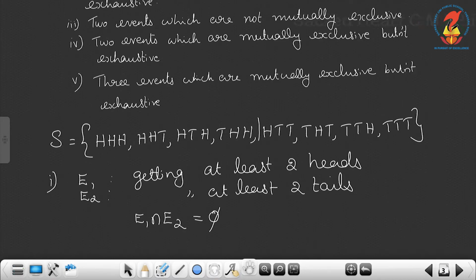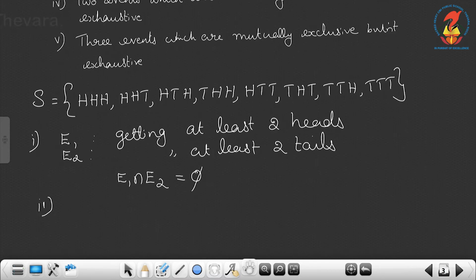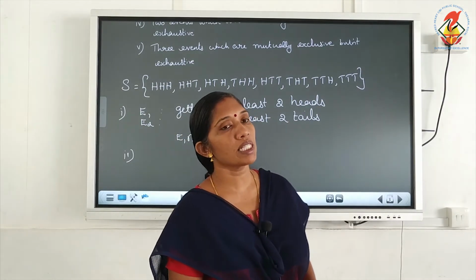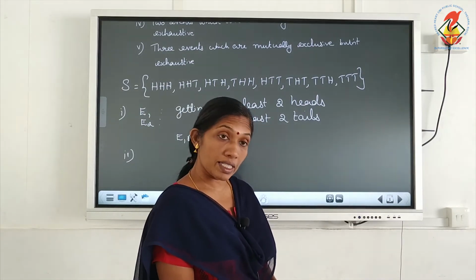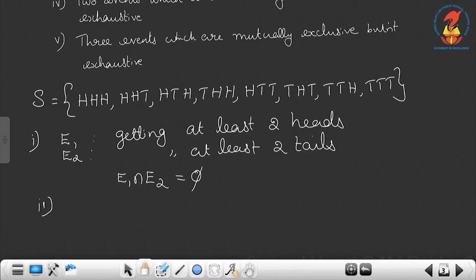You can write in another way. It is not compulsory to write this one. You can describe in another way. Now the second one. What is the second one? 3 events which are mutually exclusive and exhaustive. Mutually exclusive means the intersection is the null set, and exhaustive means their union must be the sample space. So in that way you have to define.